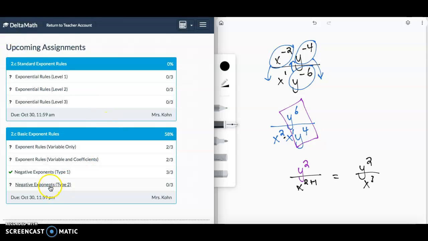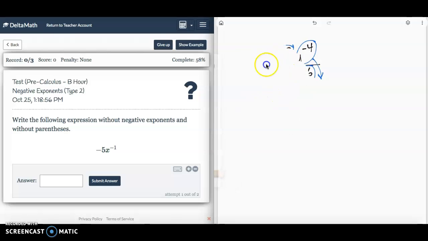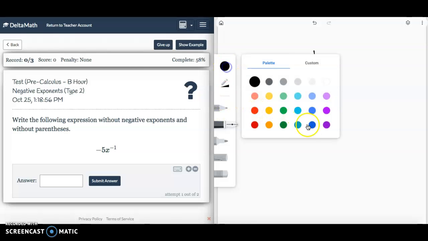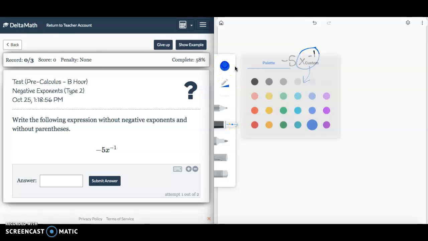All right, last one is negative exponents type 2. So this one we are going to write the following expression without negative exponents and without parentheses. So this time you're producing your answer yourself. So I have negative 5x to the negative 1. All right, I notice that I have a negative exponent piece, and look, that negative 1 only applies to the x, right? It's not negative 5 to the negative 1 and x to the negative 1. It's just on that x, so that's the only one that will move to the bottom of the fraction, right?